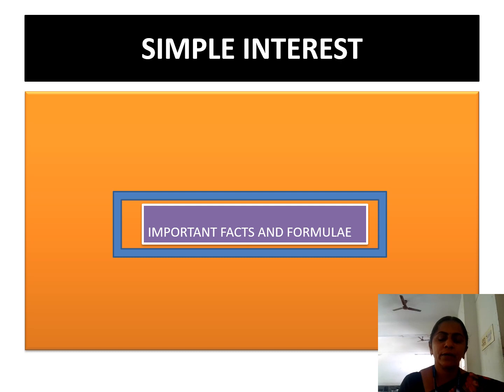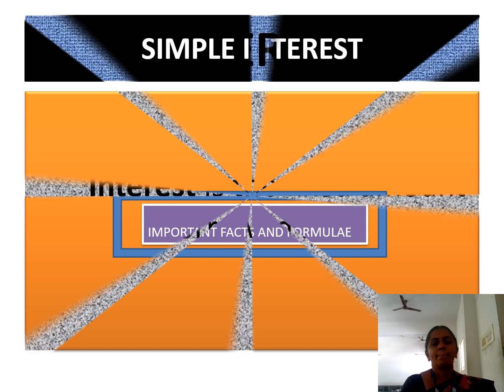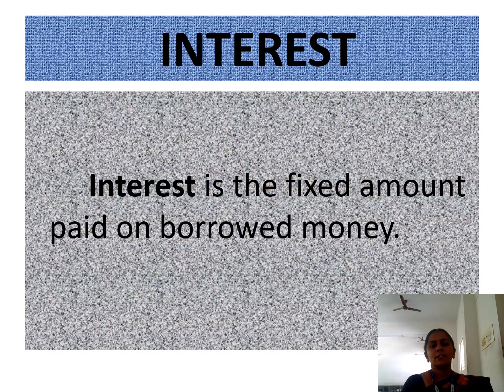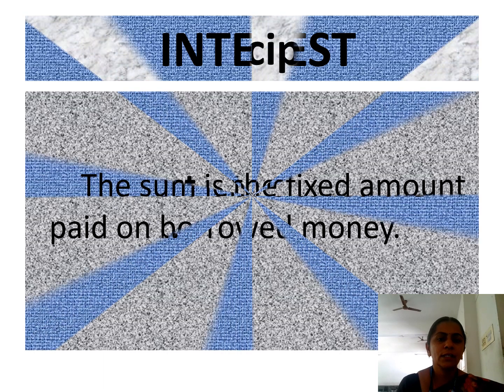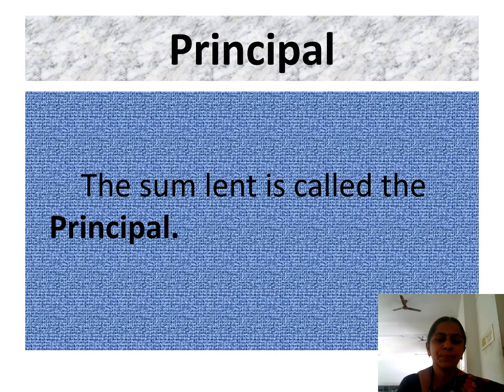Next we see the important formulas used to find the simple interest. First of all, we need to know what interest is. Interest is the fixed amount paid on borrowed money. Next, what does principal mean? Principal is the sum lent, called the principal.